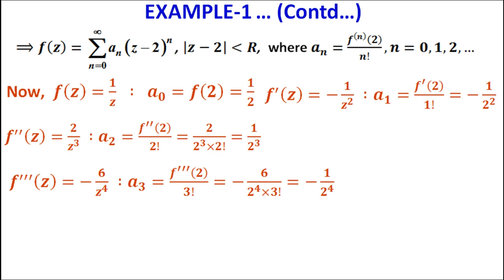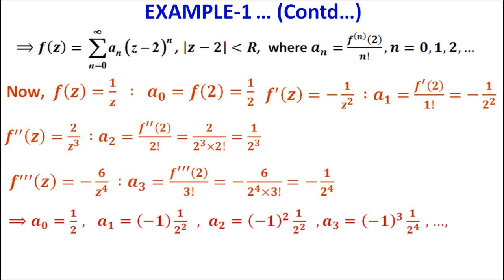So by observing all these things we have a0 is 1 by 2, a1 is minus 1 times 1 by 2 square. I am arranging like this to find the an. a2 is equal to minus 1 whole square times 1 by 2 cube, a3 is equal to minus 1 whole cube times 1 by 2 power 4 and so on. My dear students, can you guess what is the nth term here? Observe the pattern carefully and guess what is an. Yes, an is minus 1 whole to the power of n times 1 by 2 power n plus 1.